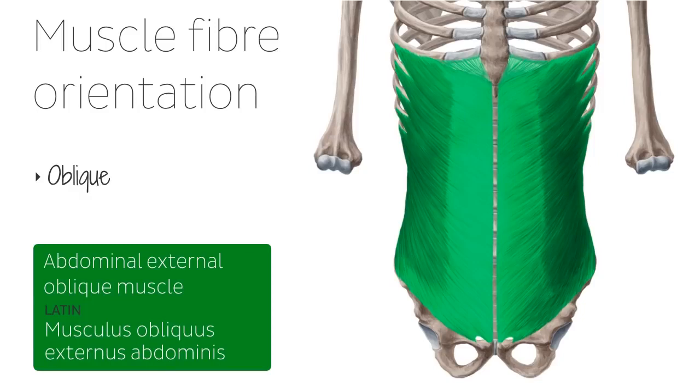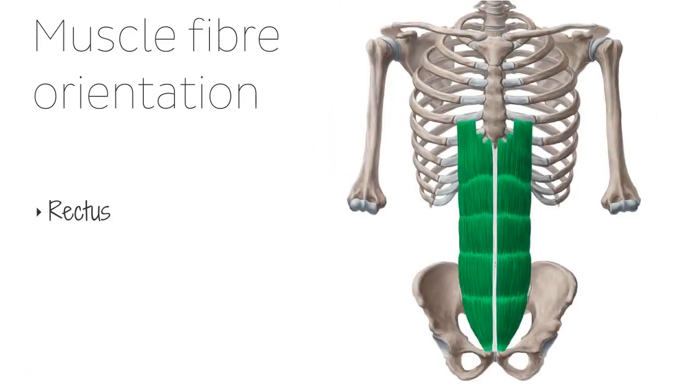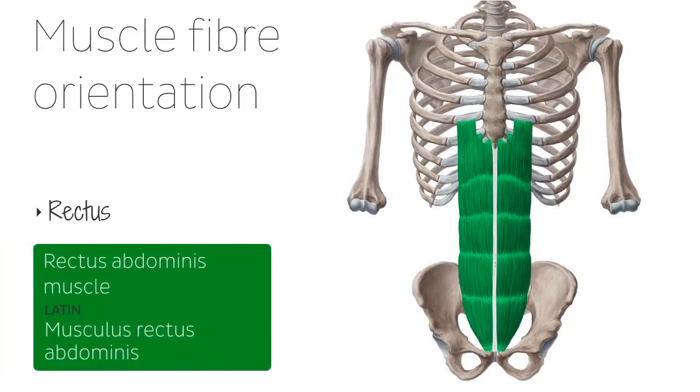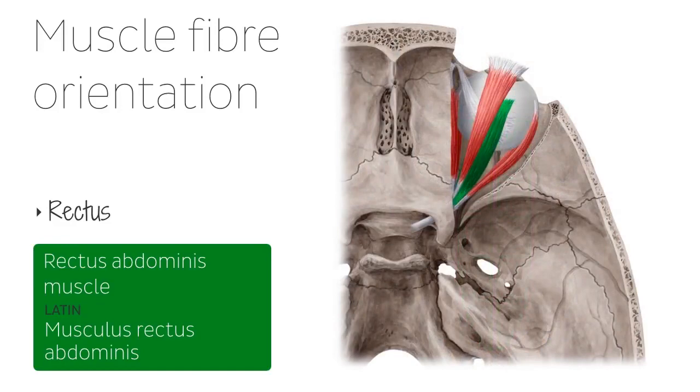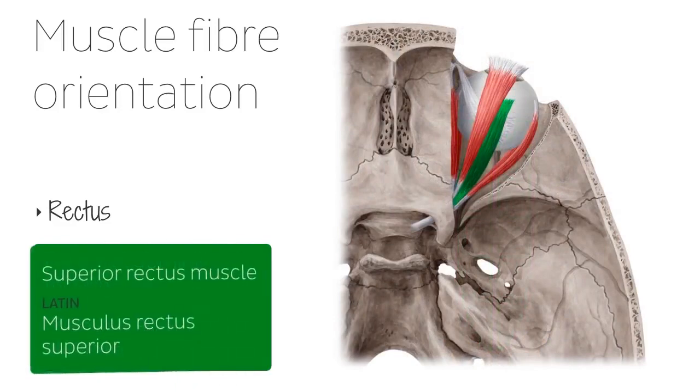And here we can see the external oblique muscle, whose fibers, as you can see, run obliquely. And finally, the term rectus describes muscle fibers that run parallel to the midline, such as in the case of the rectus abdominis muscle, which is seen here. The word rectus in Latin means straight and can also be used to describe a muscle that runs straight. For example, the superior rectus muscle, which is one of the four rectus muscles that control the movement of the eye.